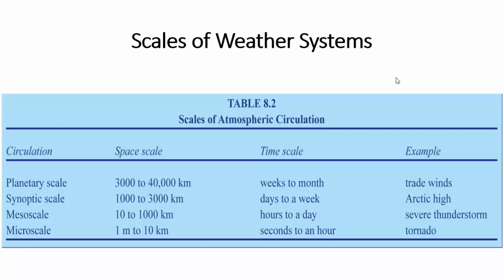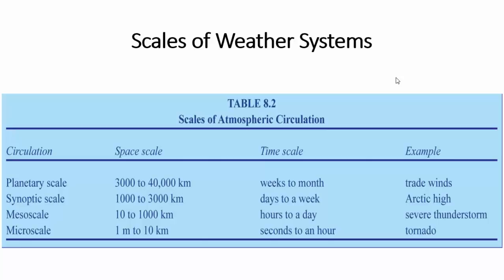Next scale down, getting smaller, is mesoscale, 10 to 1,000 kilometers, hours to a day. This is going to be something that affects regions and just local weather. An example given there would be a thunderstorm. In this case, they're talking about a severe thunderstorm, but just a thunderstorm.